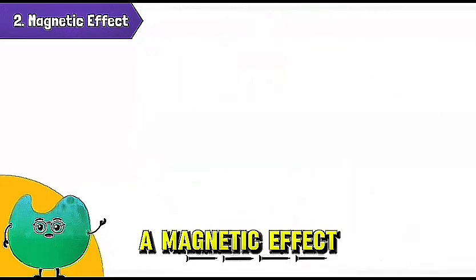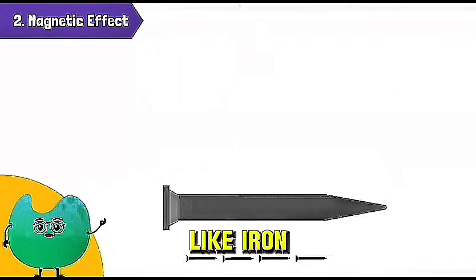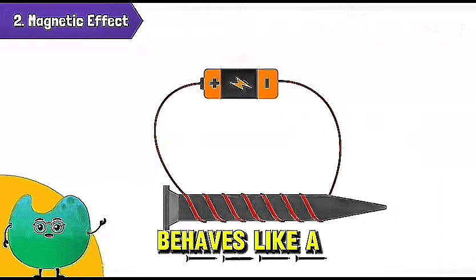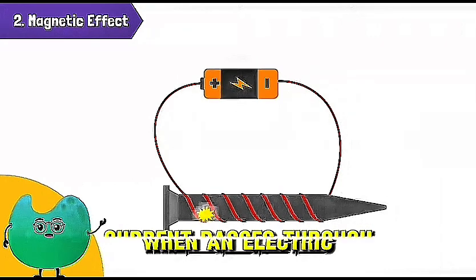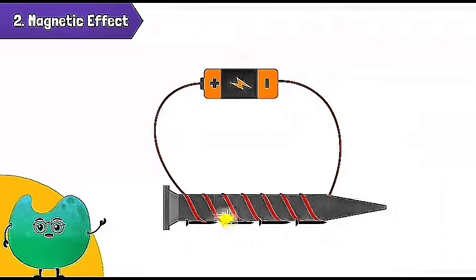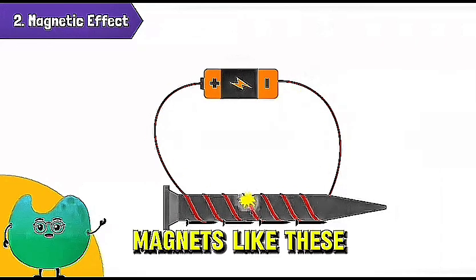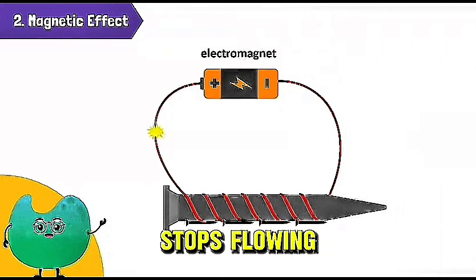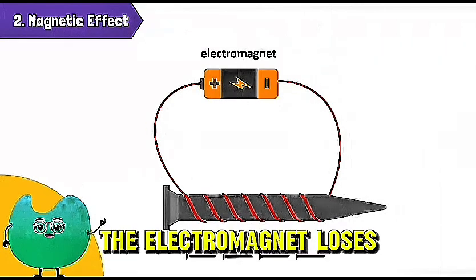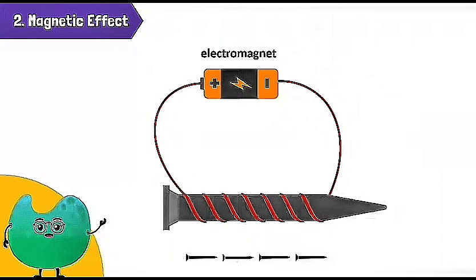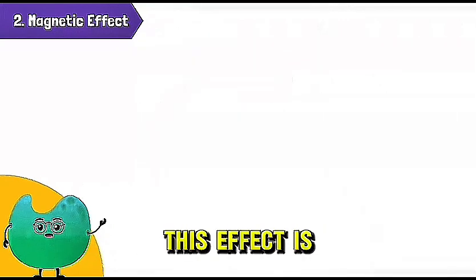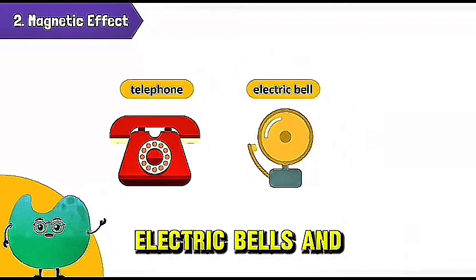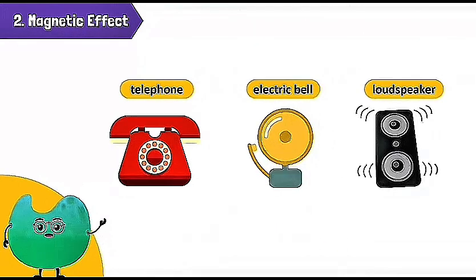A magnetic effect can be produced in a metal, like iron, by coiling a wire around it. The iron nail behaves like a magnet when an electric current passes through it. Magnets like these are called electromagnets. When the current stops flowing, the electromagnet loses its magnetism. The application of this effect is used in telephones, electric bells, and loudspeakers.